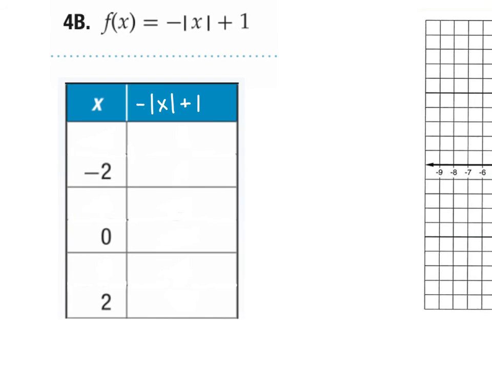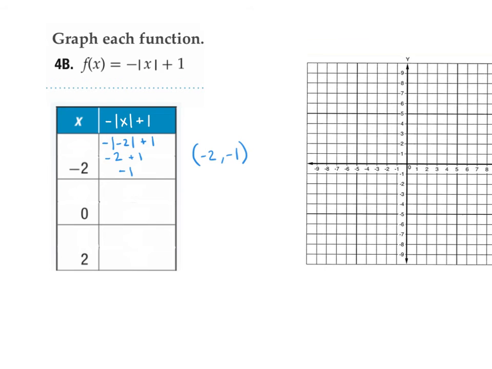So here let's plug in negative 2 first. So we have negative, absolute value of negative 2, plus 1. What's the absolute value of negative 2? 2. So we still have that negative on the outside, so this is negative 2 plus 1. What's negative 2 plus 1? Negative 1. So when we plug in negative 2, we get negative 1. So our point is negative 2, negative 1. So we go to the left 2 and down 1, put our point there.